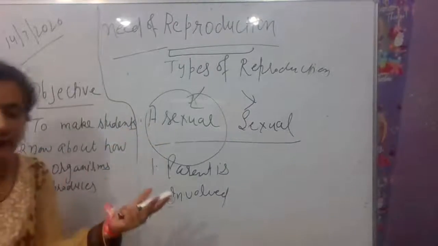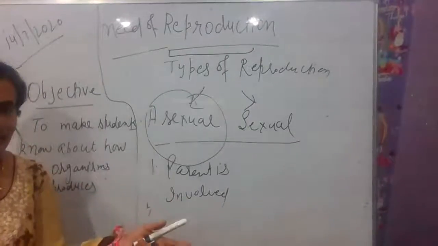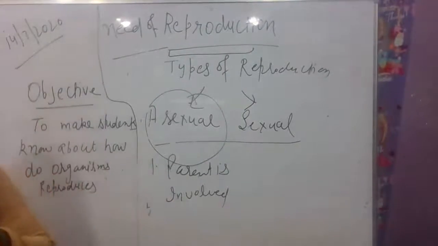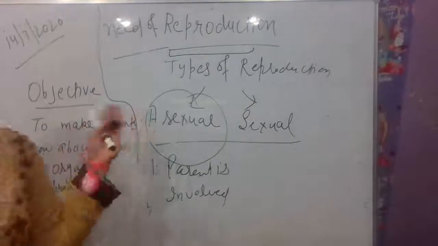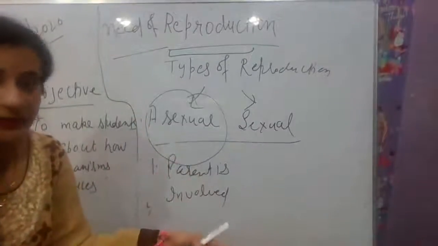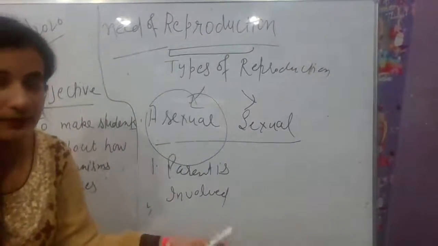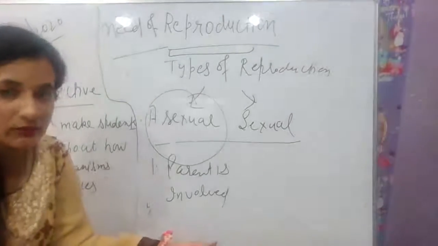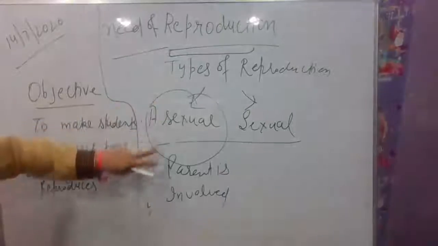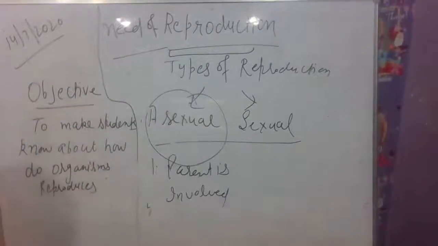Here, variation is very little. Is that clear? This is a disadvantage of asexual reproduction. And if there are some characters which we don't want to pass on, they can also be passed. It can be a diseased character, a diseased gene. Okay, so we have discussed asexual reproduction.